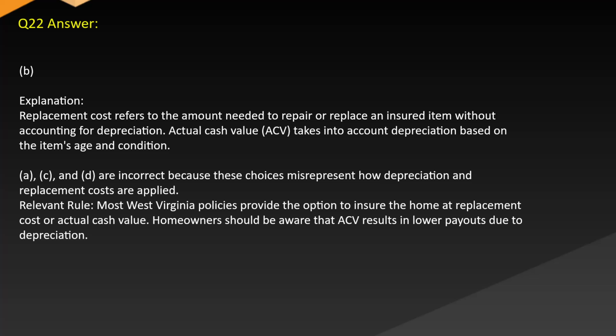Answer: B. Explanation. Replacement cost refers to the amount needed to repair or replace an insured item without accounting for depreciation. Actual cash value (ACV) takes into account depreciation based on the item's age and condition. A, C, and D are incorrect because these choices misrepresent how depreciation and replacement costs are applied. Relevant rule: most West Virginia policies provide the option to insure the home at replacement cost or actual cash value. Homeowners should be aware that ACV results in lower payouts due to depreciation.